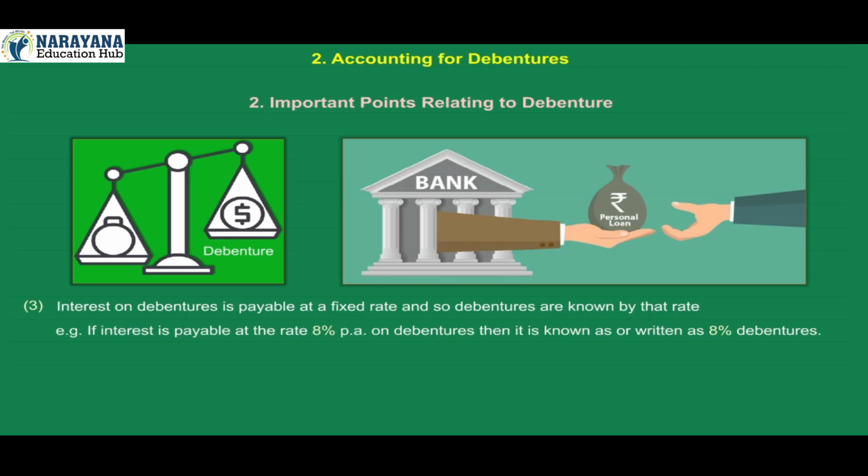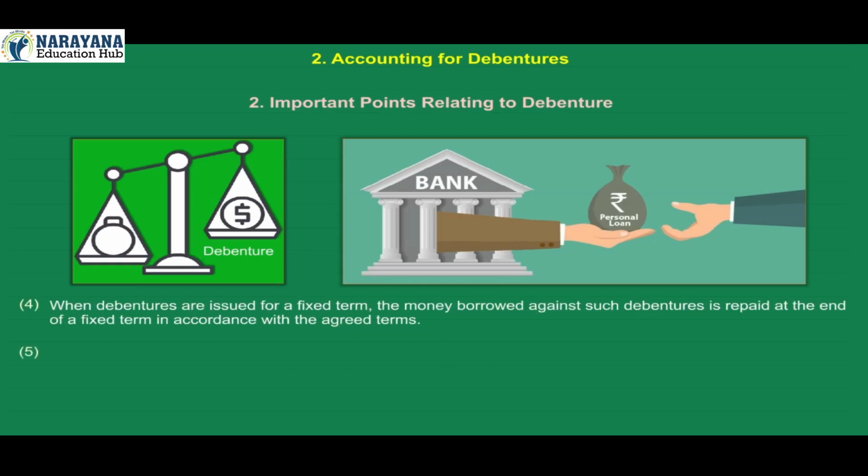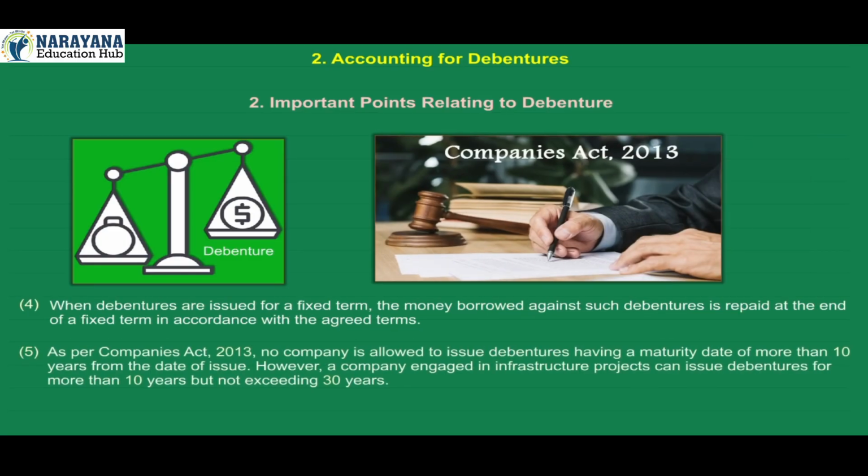For example, if interest is payable at the rate of 8% per annum on debentures, then they are known as or written as 8% debentures. 4. When debentures are issued for a fixed term, the money borrowed against such debentures is repaid at the end of the fixed term in accordance with the agreed terms. 5. As per the Companies Act 2013, no company is allowed to issue debentures having a maturity date of more than 10 years from the date of issue. However, a company engaged in infrastructure projects can issue debentures for more than 10 years but not exceeding 30 years.